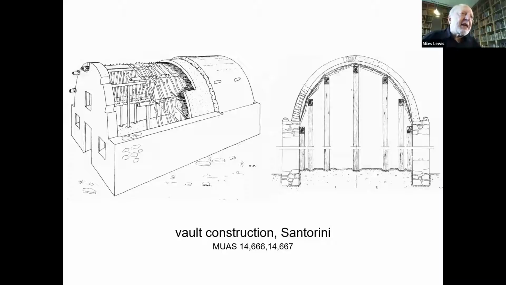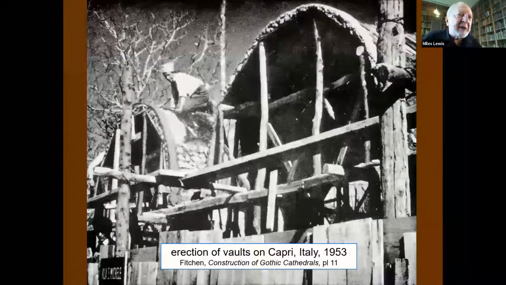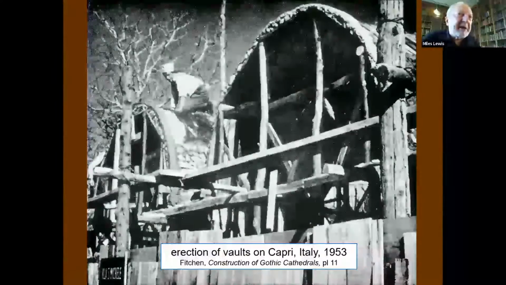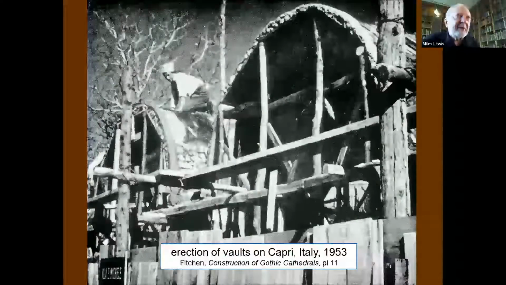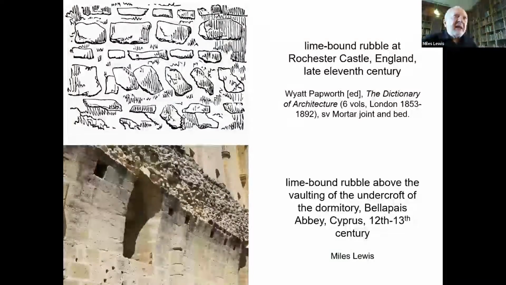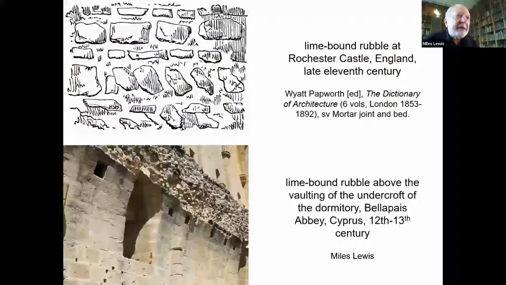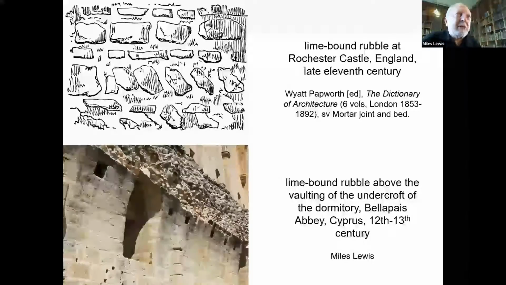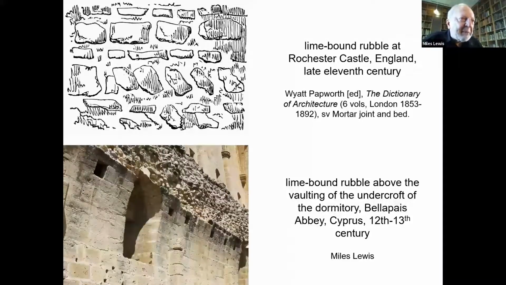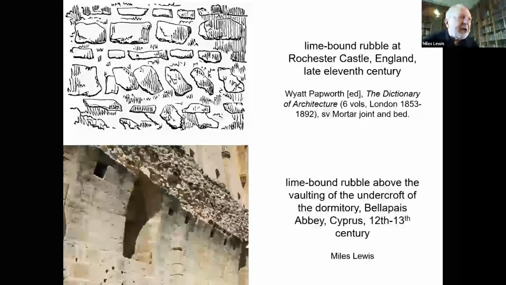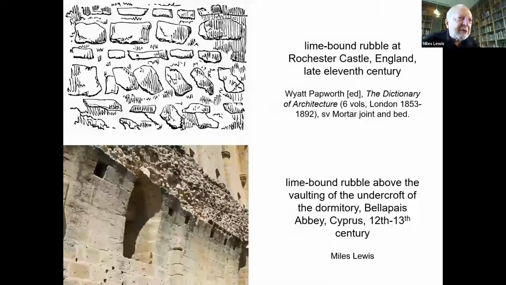Interestingly enough, this traditional technique in Santorini was being used in just the same way in the mid-20th century at Capri in Italy to create those very thin rubble vaults. Now looking at an example in England. At the top, again, this would be what looks like a stone building, but inside it, it's a very crude rubble concrete bound in lime. It's common lime, not hydraulic lime, the cheapest possible material. And at the bottom, an example in Cyprus, a very sophisticated medieval early Gothic building, but the whole interior of the structure of the vaulting is in fact rubble concrete.